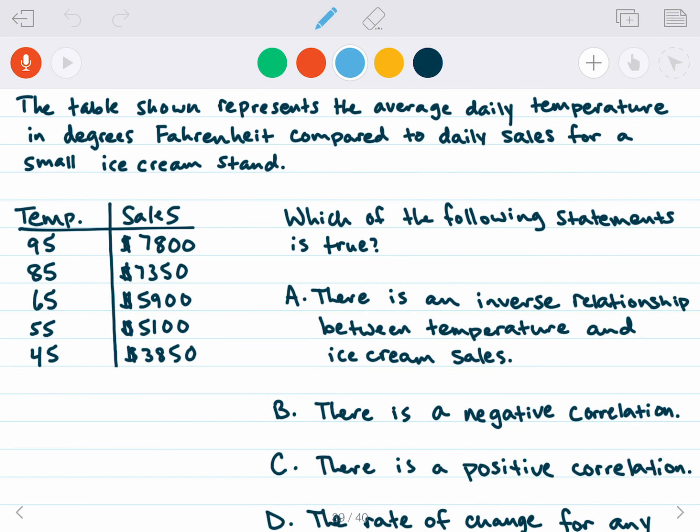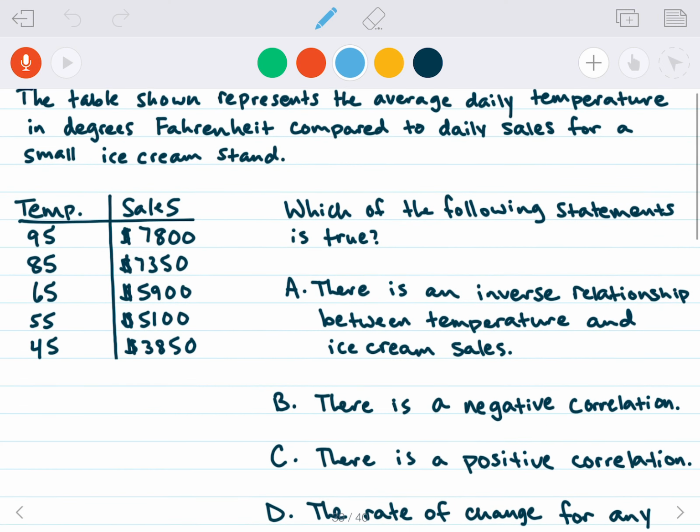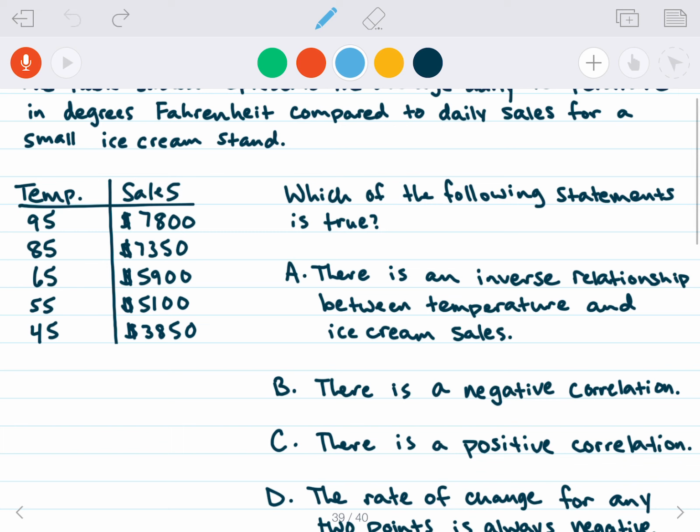So the table shown represents the average daily temperature in degrees Fahrenheit compared to daily sales for a small ice cream stand. Which of the following statements is true? Well, it says there is an inverse relationship between temperature and ice cream sales. So as temperature goes up, ice cream sales go down, or vice versa. Is that true? Well, no. If we look at the lowest temperature, as temperatures go up, so do ice cream sales. So this is not true. It actually has a direct relationship.